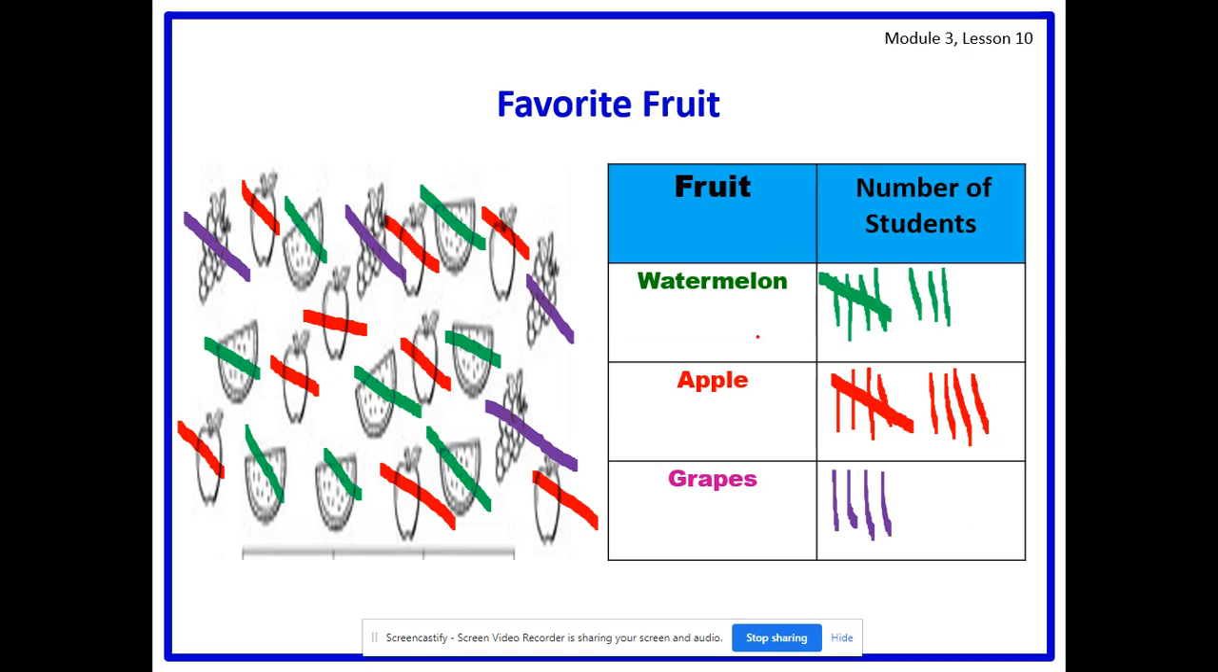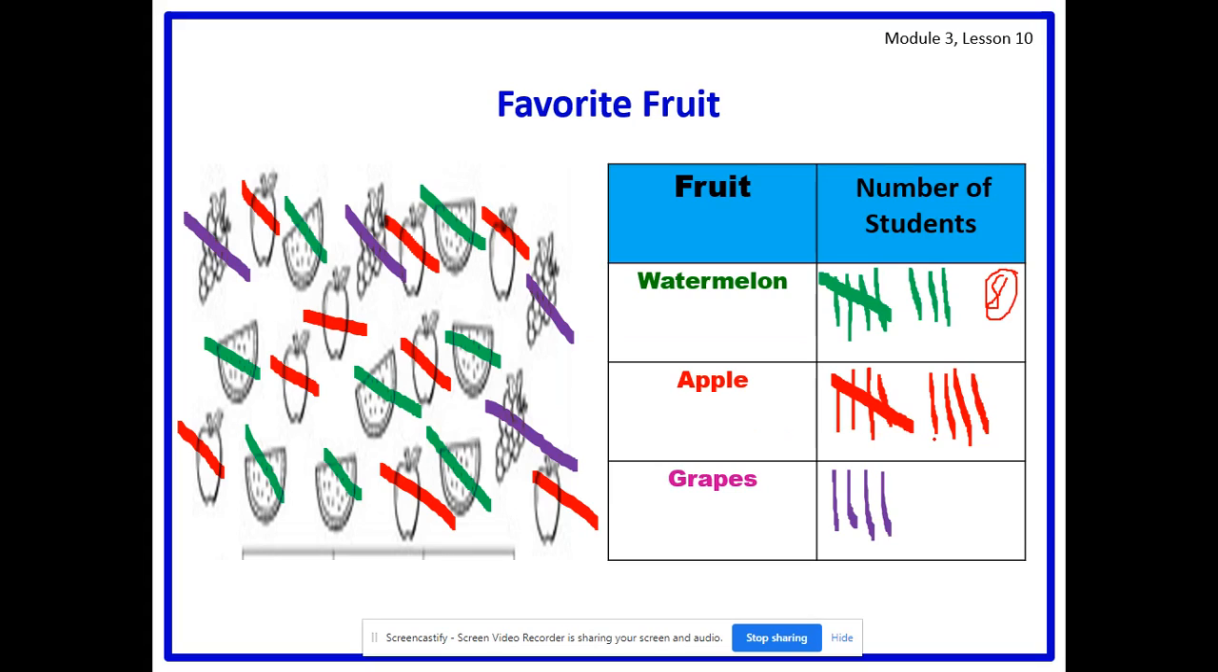So now tell me, look at the tally marks. How many students chose watermelon? Remember, this is a group of 5. Get ready. Yes, 8 students. So we're going to put the number 8 and I'm going to circle it.